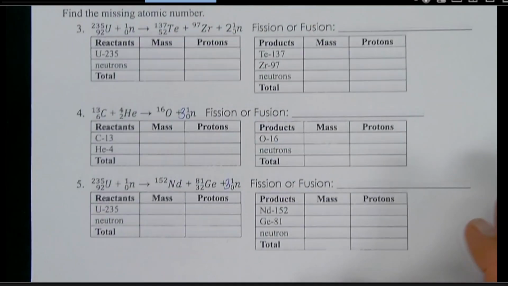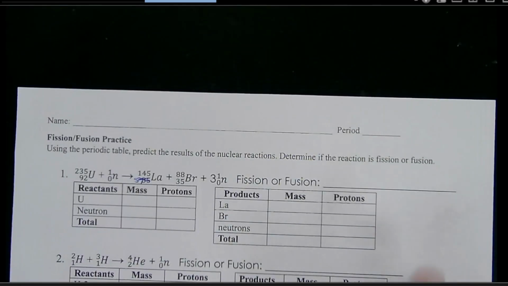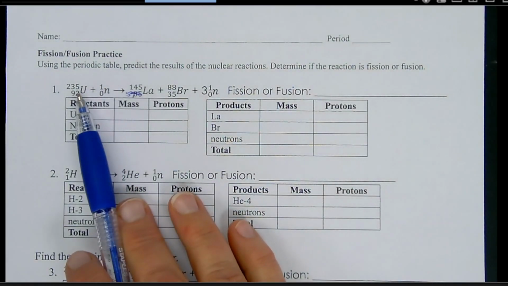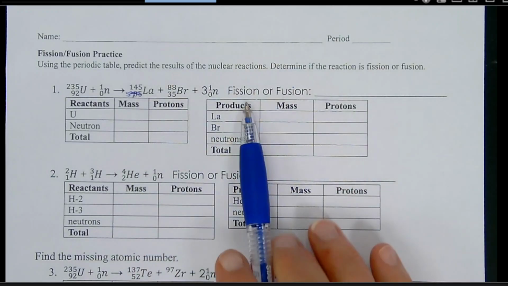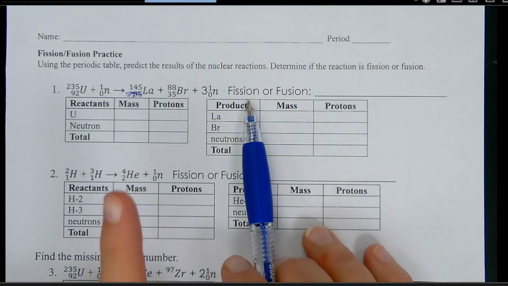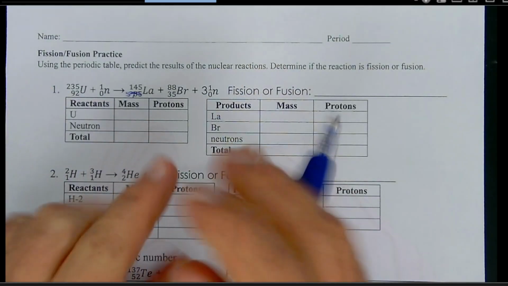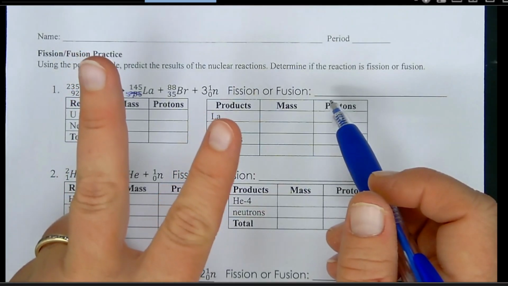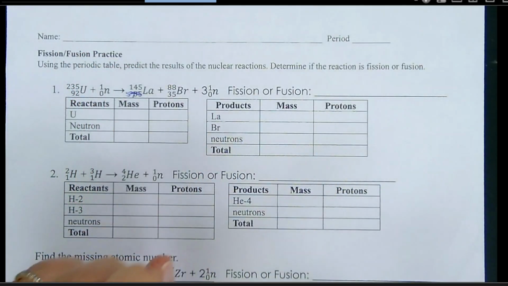Okay, here we go. You ready? All right, so I'm going to do a couple of examples. The first thing you're going to do is look at this reaction and tell me, is it fission or fusion? Remember, fission is starting with one large one, and it splits into 2. Fusion is 2 small ones that combine into 1, okay?